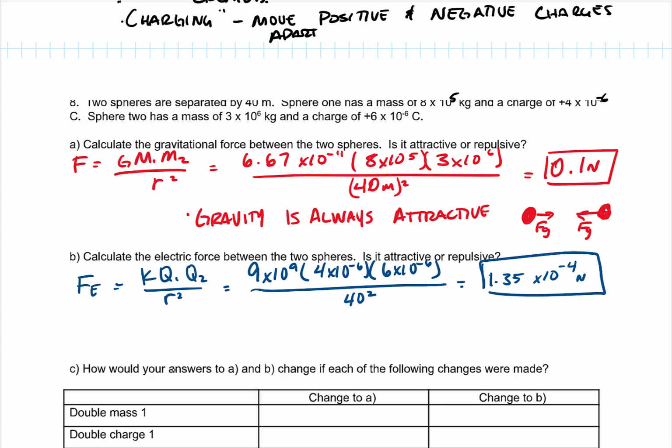And here, what we see is that this is going to be repulsive because both charges are positive and like charges repel.